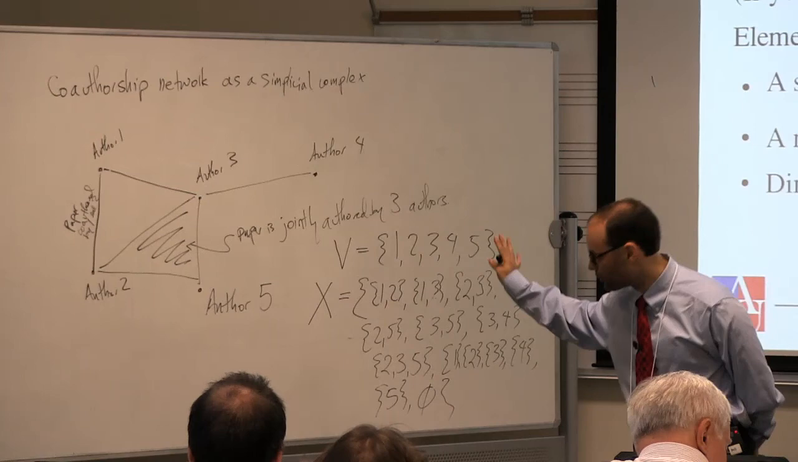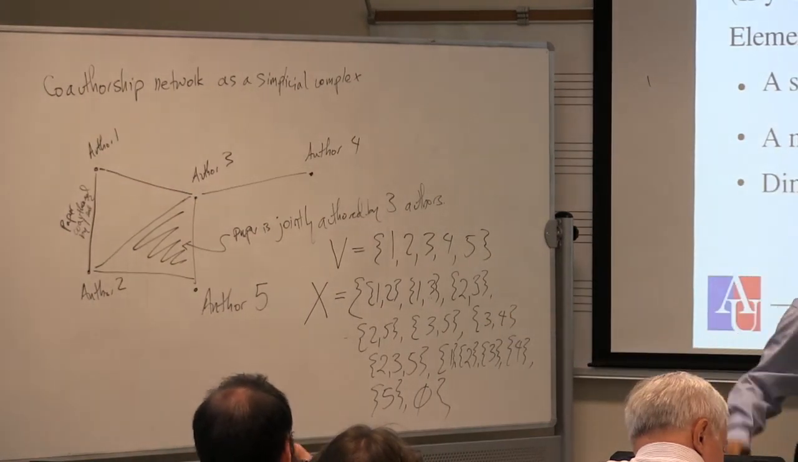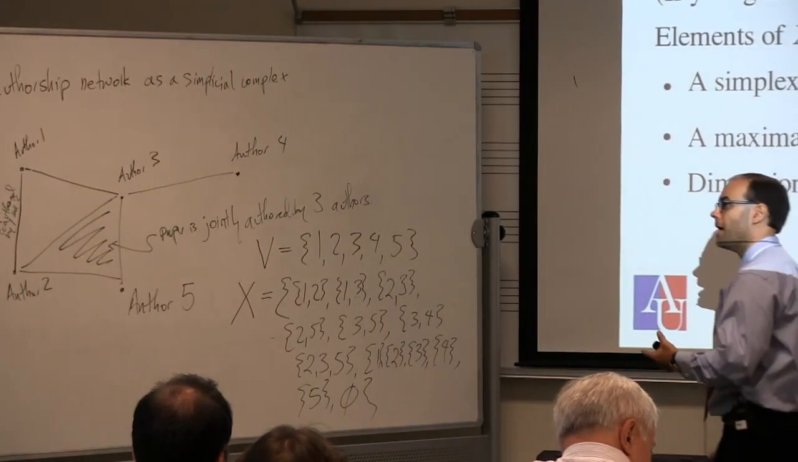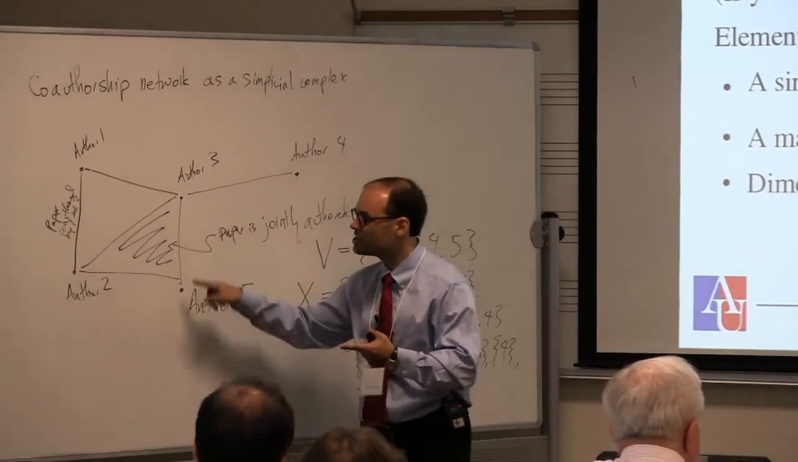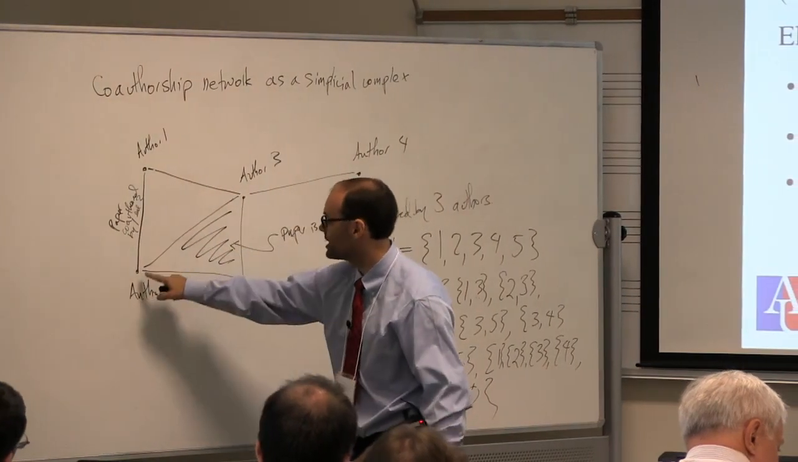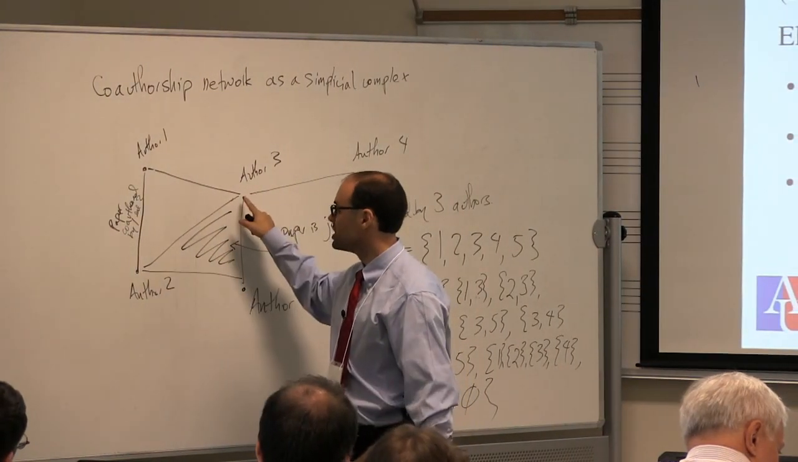Maybe additionally 2 and 3 wrote a separate paper. We don't know that from this representation. This representation is not rich enough to tell us that. So it's important to say, okay, this is the starting point, and this is why we're building additional structure on top of it.